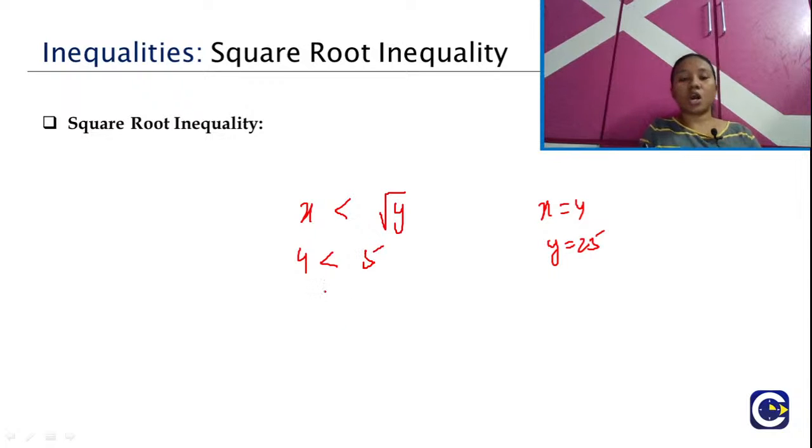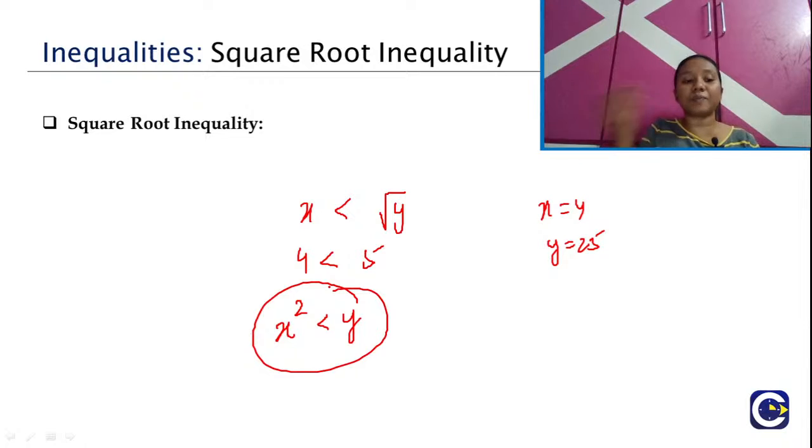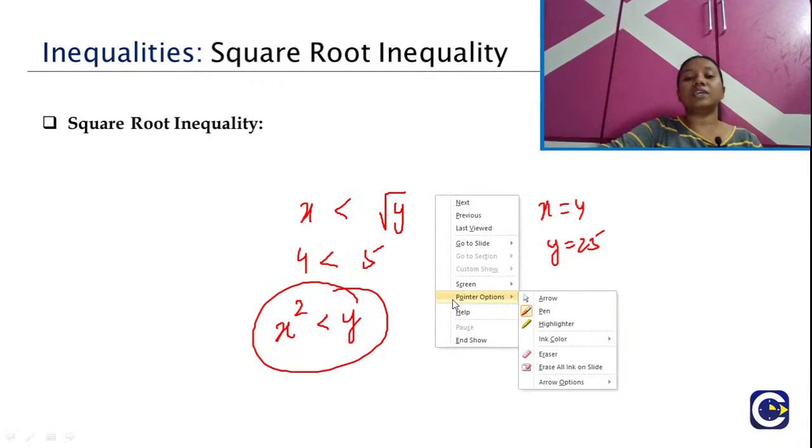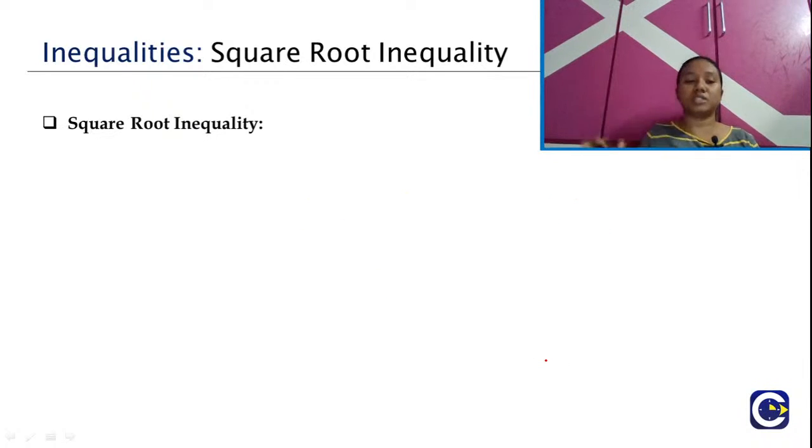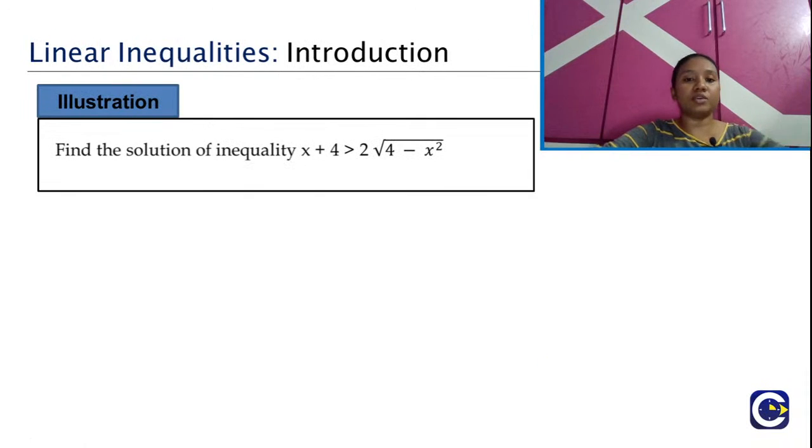Now if I square this on both sides, it becomes x square less than y. If I take some other value, even though it satisfies, after squaring it, it might differ. That's why for any inequality, we cannot simply square it on both sides unless we are sure that both sides of the inequality are positive. Based on that condition, we are going to solve our square root inequalities.